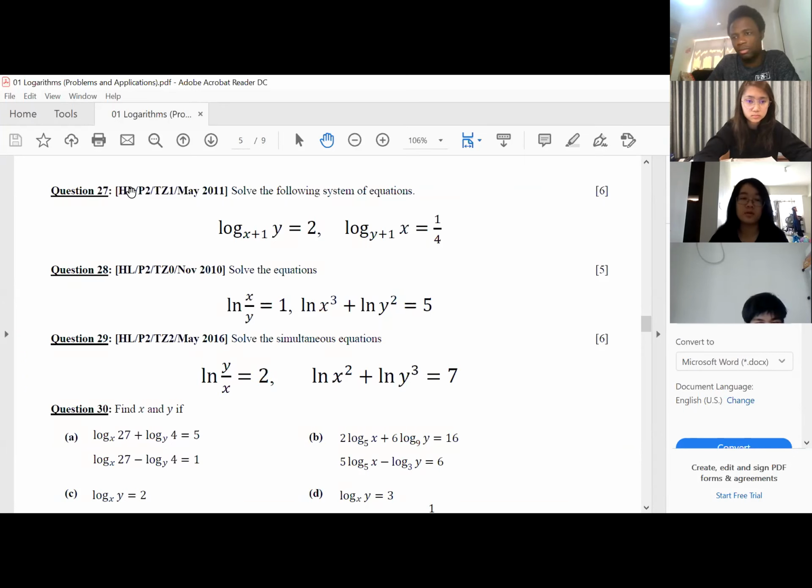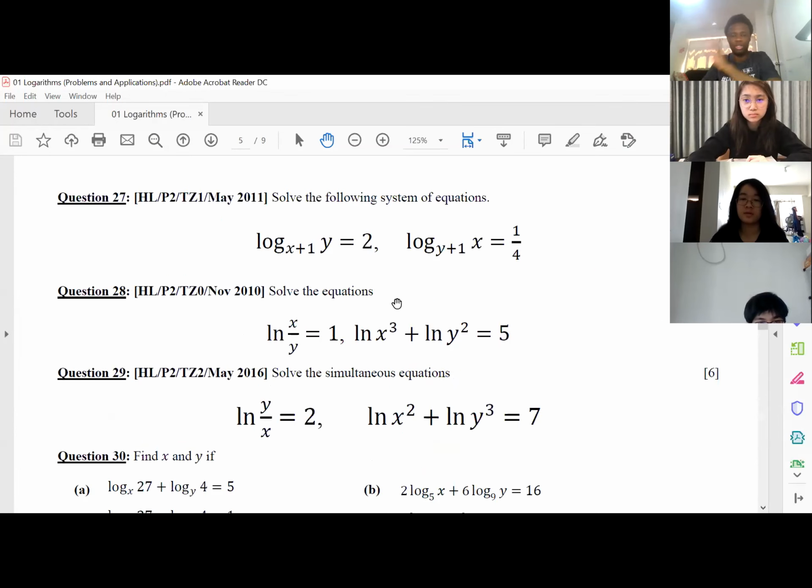This is HL, that's higher level. Paper 2, time zone 1, because they have different time zones, even for IGCSE. I hope everybody's aware of that. Talk to me, please. Do you guys know about time zones in external exams? Yeah. So this is one time zone. Some countries will be awake at different times, so you don't want all the students around the world doing the same exam. So they have different time zones. And it was given in May 2011. So that's a long time ago. So that's the meaning of these references, that they are actually real exam papers.